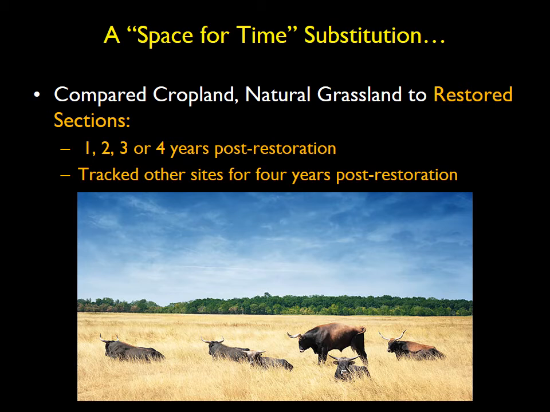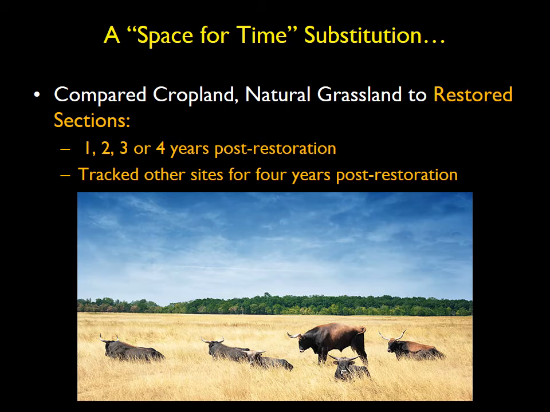Okay, so what do we mean when we say a space for time substitution? So these authors in their study had an area that was still cropland, an area that was natural grassland, and then they had sections that had been restored. And they had sections that had been restored 1, 2, 3, or 4 years previous. Then they had other sites that they tracked for 4 years post-restoration. So when the restoration occurred, they already had different sites that were in different stages of succession after restoration. But then for their study, they also tracked other sites for 4 years.